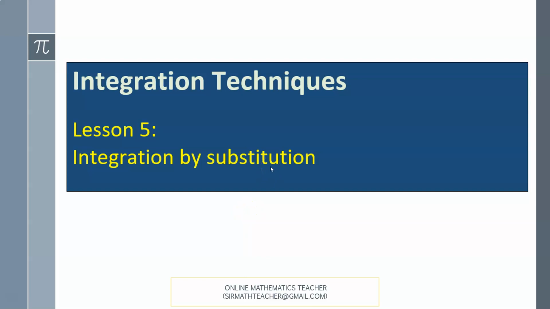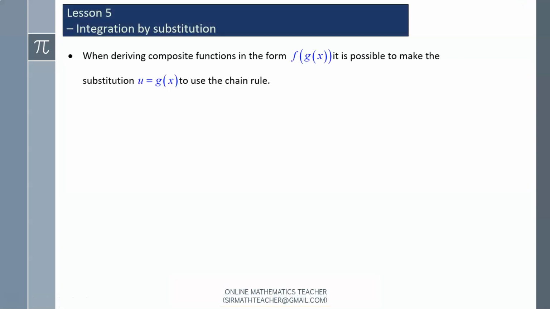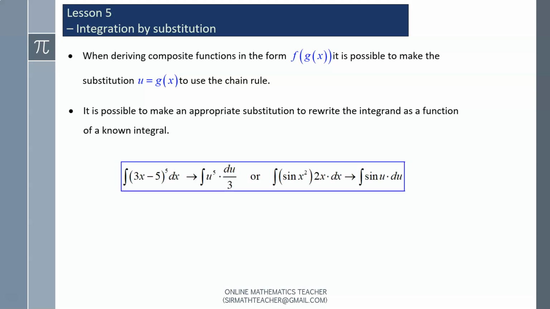Integration techniques, lesson 5, integration by substitution. When differentiating composite functions in the form f(g(x)), it is possible to make the substitution u equals g(x) to use the chain rule. It's possible to make an appropriate substitution to rewrite the integrand as a function of a known integral.